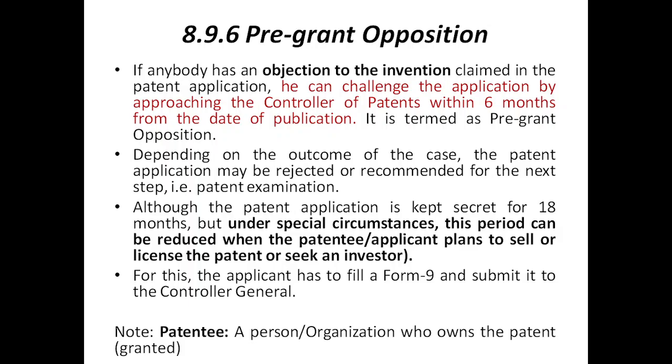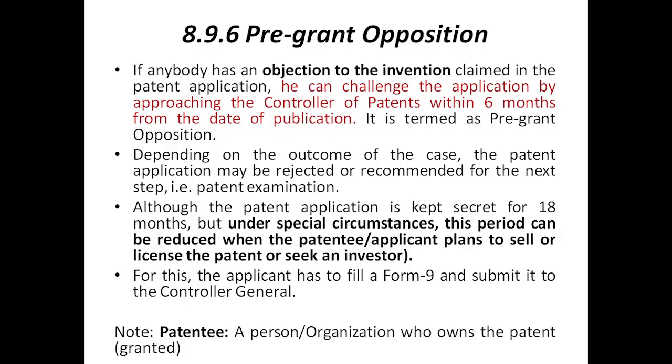So this topic, pre-grant opposition, you understood, no? If anybody has an objection to the invention claimed in your patent application, he can challenge the application by approaching the controller of patents. Where should he challenge? He should go to the controller of patents, that is, the particular country's patent office. What is the time duration the public has? 6 months, counted after the 18 months.